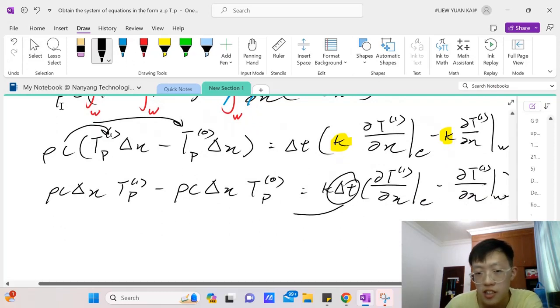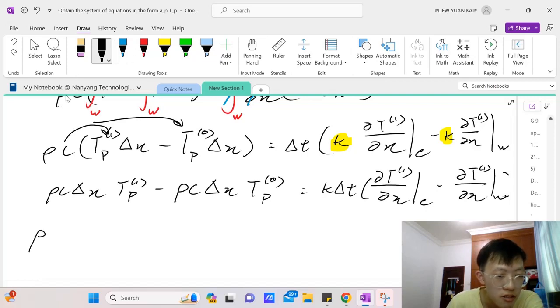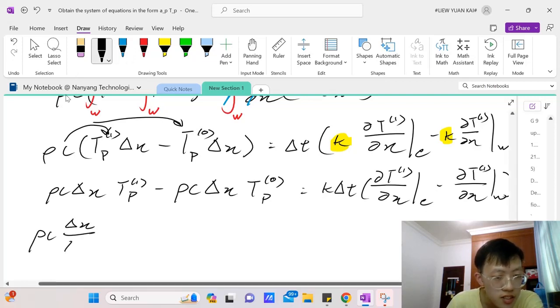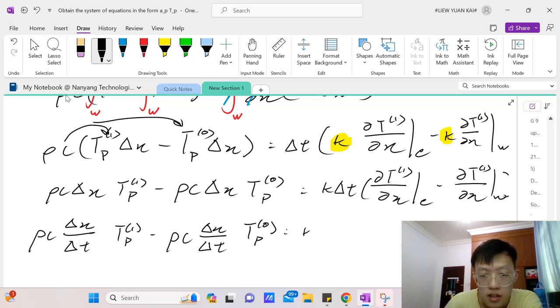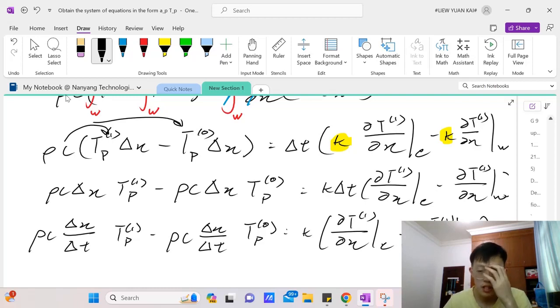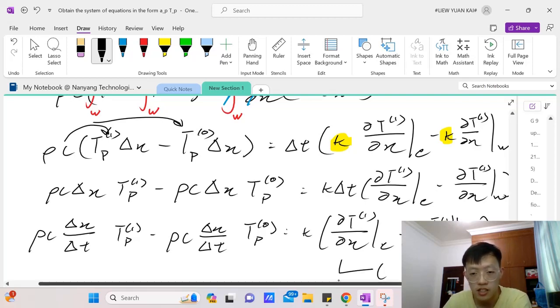I'm gonna move delta t to the other side. So times delta t will become divided by delta t. So what you get is rho c delta x over delta t. And then again for this side. Okay, copy everything down. So we're gonna be using this equation a lot. So let's call this equation star.